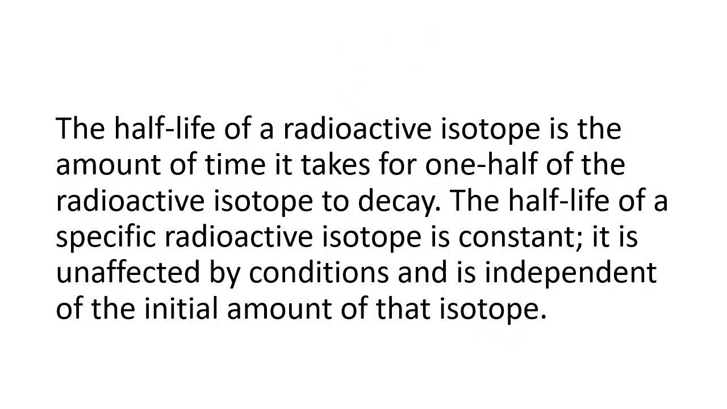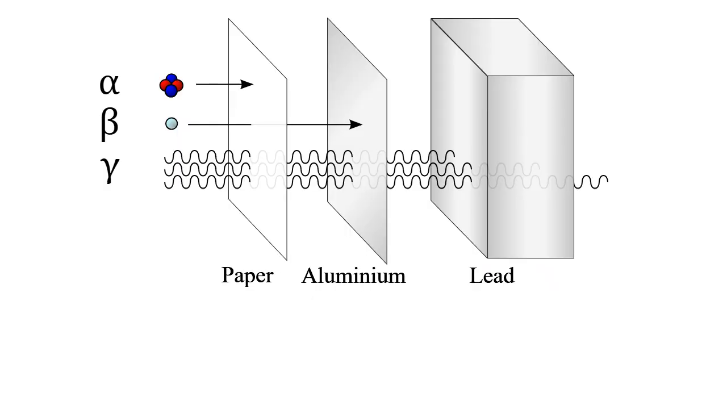So the half-life of a radioactive isotope is the time it takes for one half of the radioactive isotope to decay. One half to decay. The half-life of a specific radioactive isotope is constant. It is unaffected by conditions, and it is independent of the initial amount of that isotope.